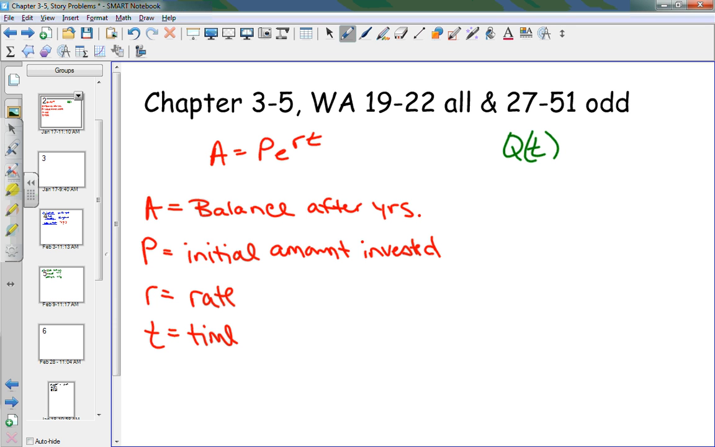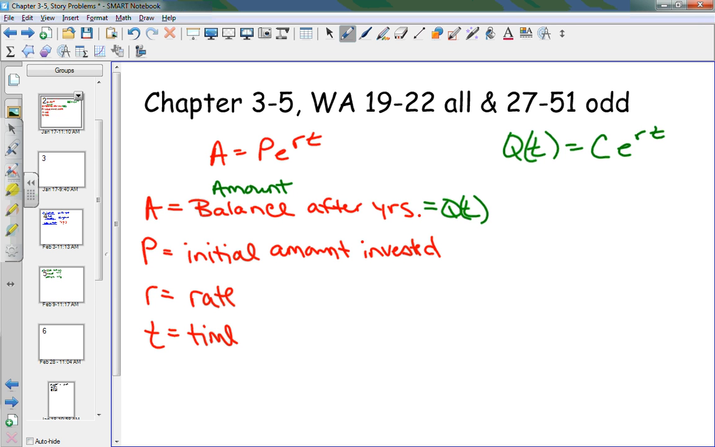Q of T is equal to C e^(RT). Now, what this means is this Q of T is actually the amount after so many years. The amount or the balance. We're going to go with amount. Okay?